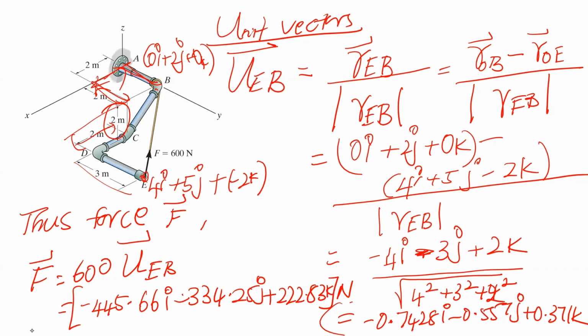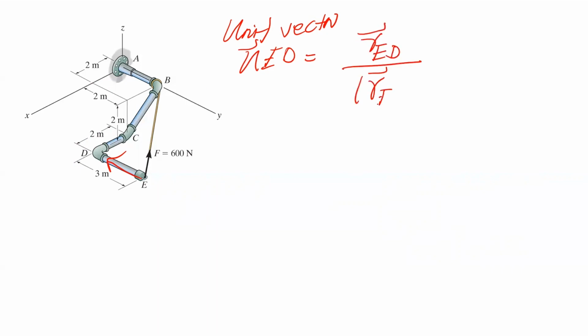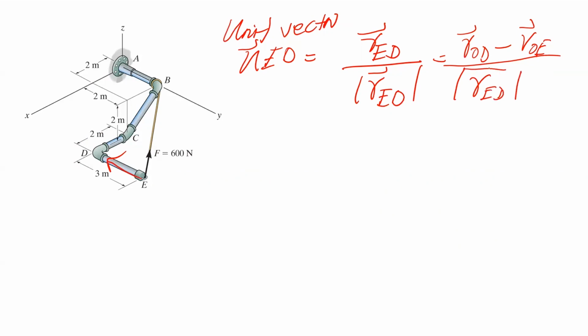Now I can get the projection of that along the line ED. So how do I do that? For getting my projection, I need to get the unit vector again, acting along my line ED. I get the unit vector similar to the previous problem. So we need to get the position vector ED divided by the magnitude of this position vector. Again, it's going to be the position vector of D from the origin minus the position vector of E from the origin, divided by the magnitude of whatever we got.